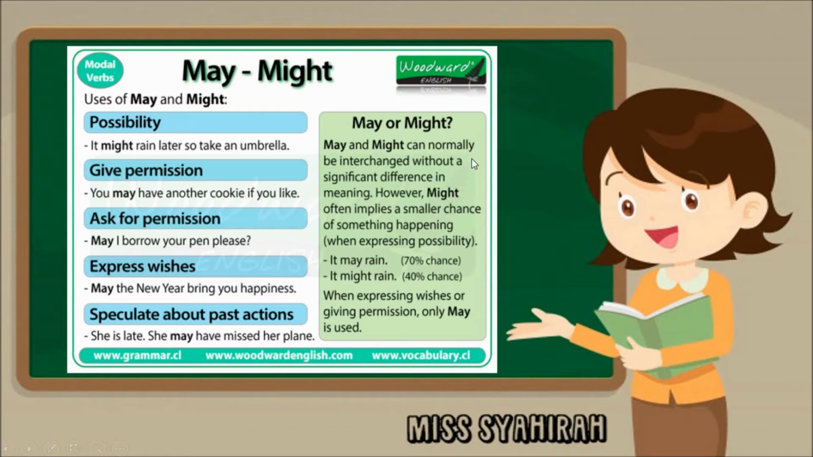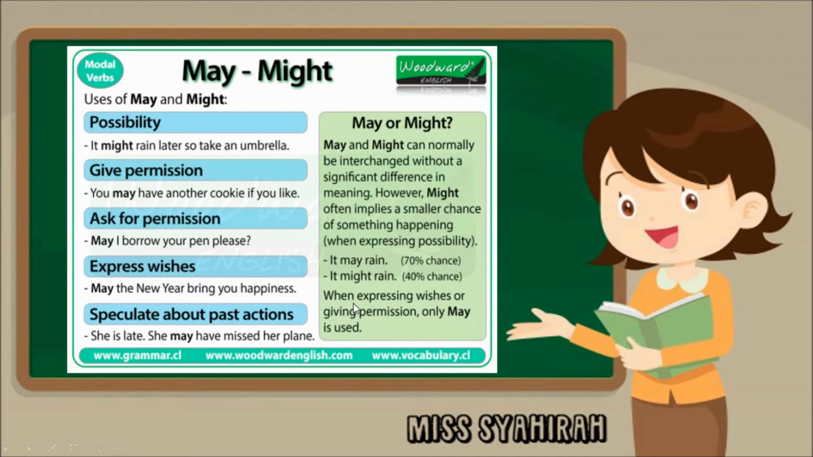So may and might can normally be interchanged without a significant difference in meaning. So usually you can use may or might. However, might often implies a smaller chance of something happening. So for possibility, if you say it may rain, so 70% chance it will rain. But if you say it might rain, there's only like 40% chance. So if the chance of it happening is higher, you have to use may. If you feel it probably won't happen, you use might.